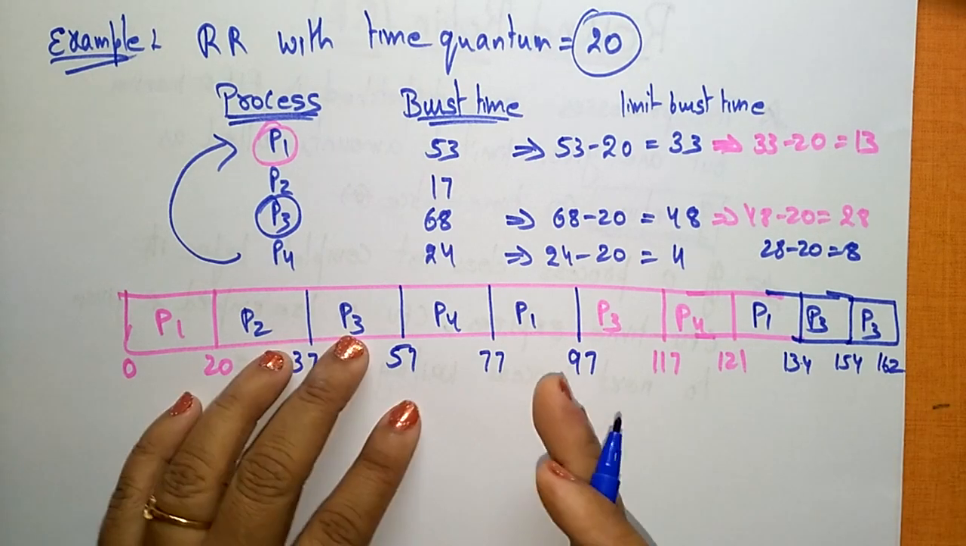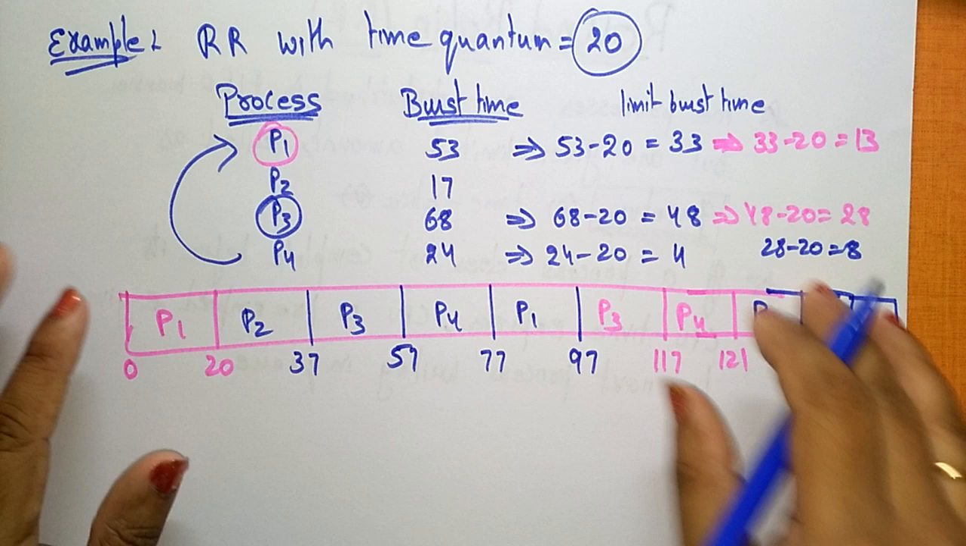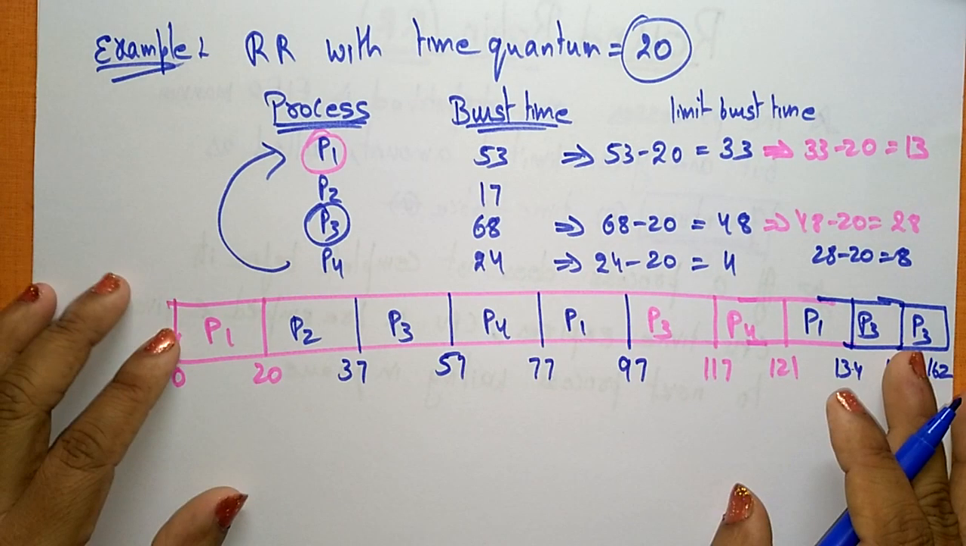So this is how the processes execute in the round robin fashion.